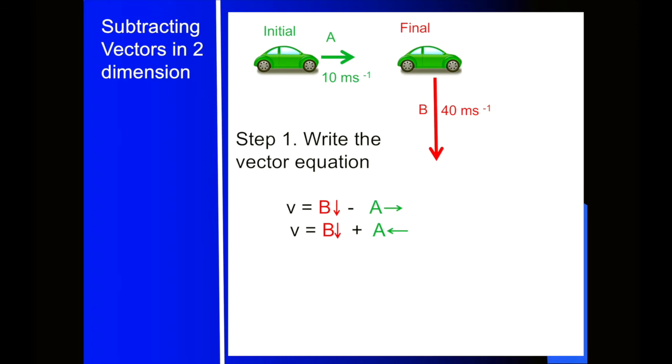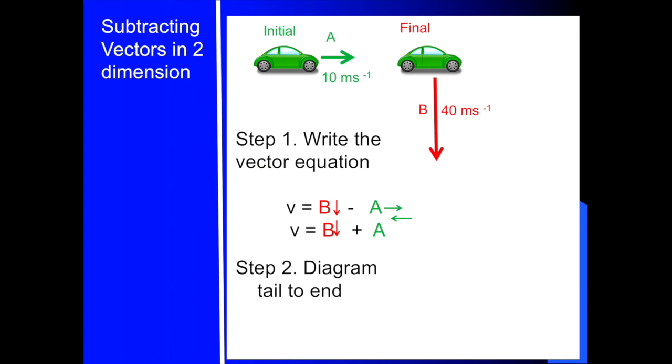Here's another example of subtracting vectors, but it is subtracting vectors in 2 dimensions. So in scenario A, the car is going to the right 10 meters per second, and in scenario B it is going down 40 meters per second. Again, when we're writing the vector equation, we know that the final minus the initial is the change in velocity, and that is going to be your vector B with the arrow going down minus vector A, which is going to the right. But again, remember, that just means that you're adding the arrow going in the opposite direction.